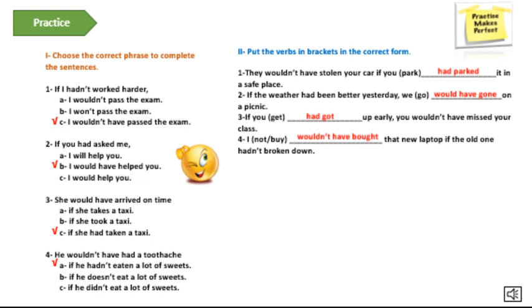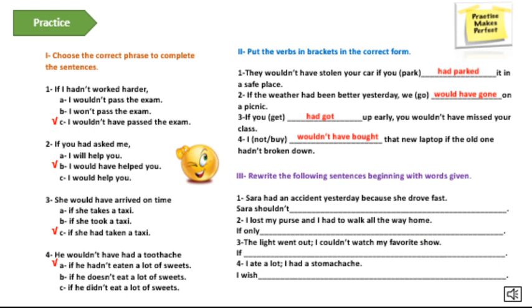And here be careful. We don't say I would haven't bought. No, the negation goes to the modal verb, to the modal auxiliary, which is would. Okay, we never say I would haven't bought. No, we say I wouldn't have bought. Okay, now let's move to the last exercise.